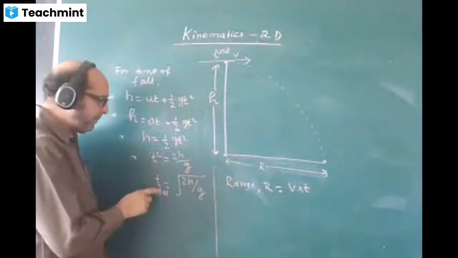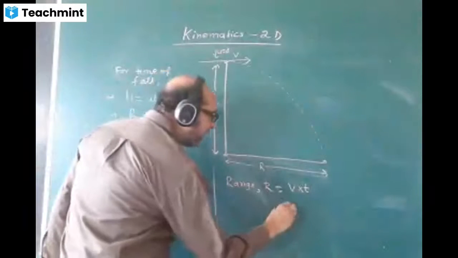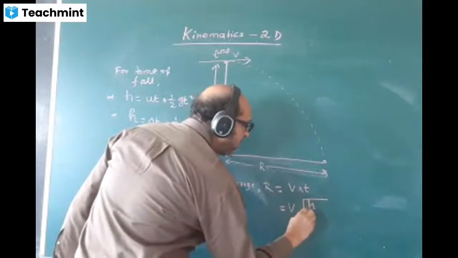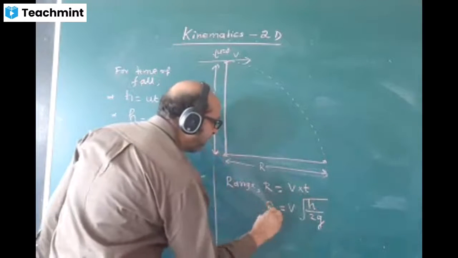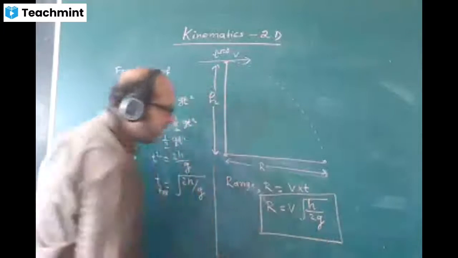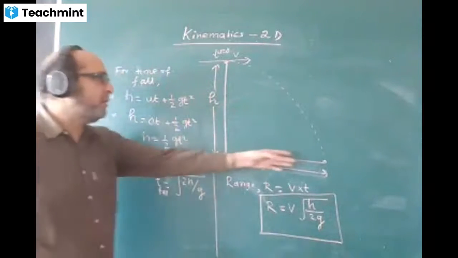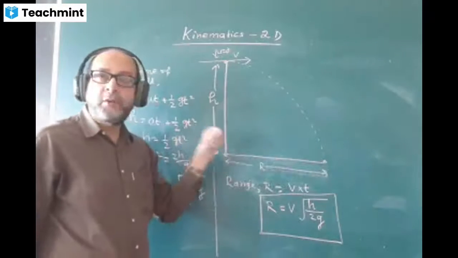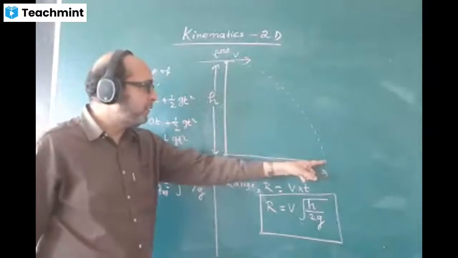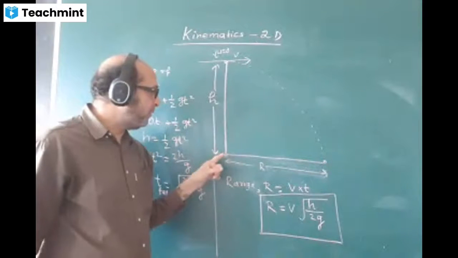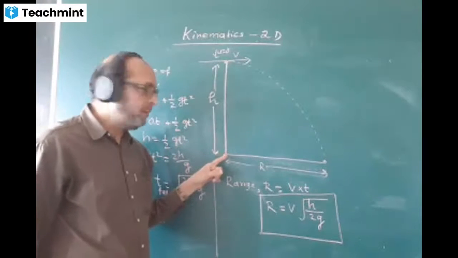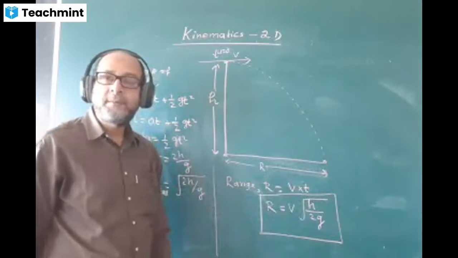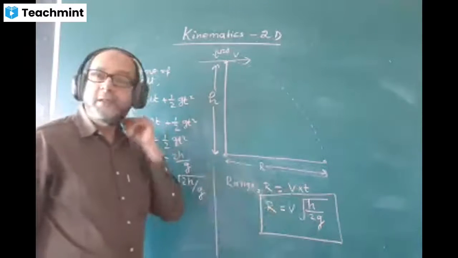T is the time of flight. We write v as it is, and the time value we will put this much, square root of 2h by g. So this becomes the formula of range in this case. This is the formula for finding at what horizontal distance on the ground the body will fall, or which point of the ground the body will hit. It will hit the point over here. The distance of that point from the initial point is r. The value of r will come this way: v into square root of 2h by g. This becomes the formula in this case.